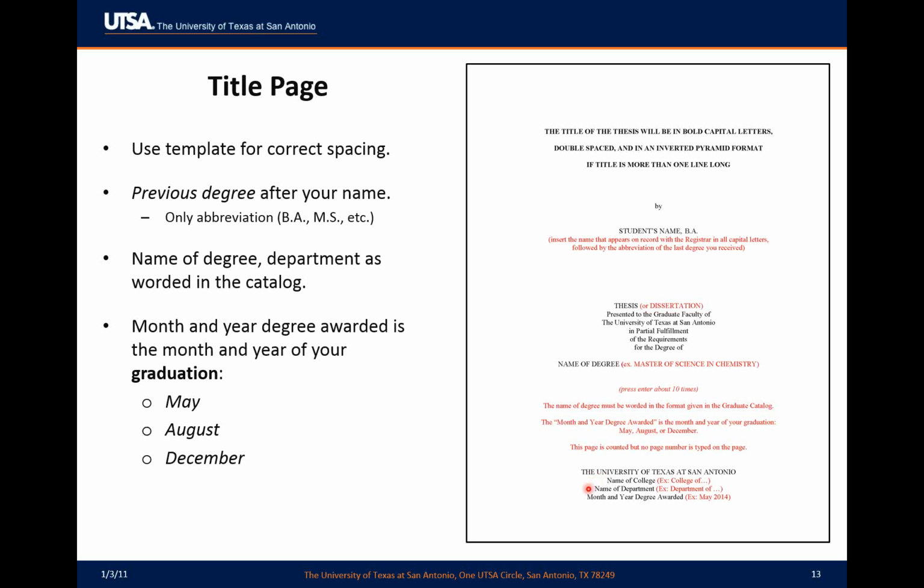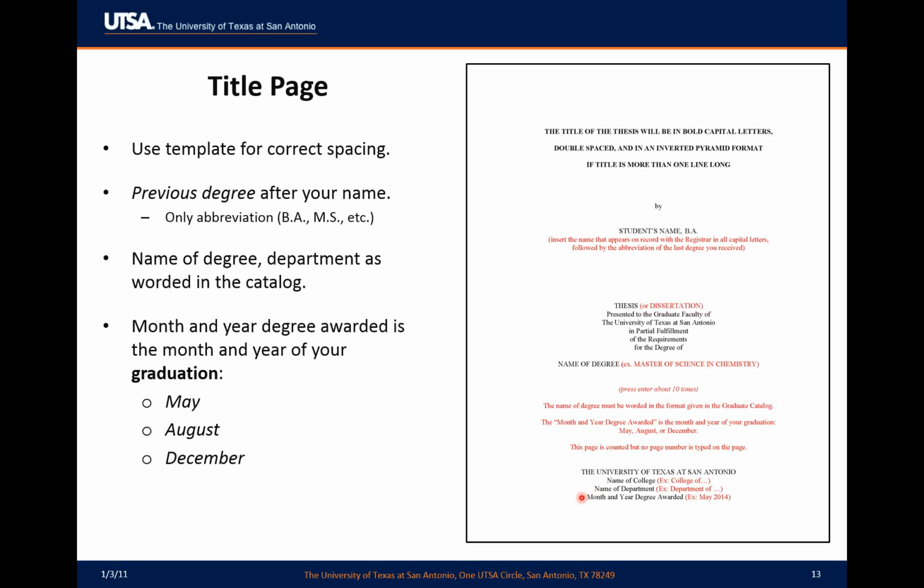Next up is the name of your department. Remember, department names sometimes change. So if you're unsure of this, check the current graduate catalog or ask the admin in your department just to make sure that you get your department correct. And then at the very bottom of the page, you have the month and year that your degree was awarded. So this is the month and year of your graduation, not the month and year that you defend.